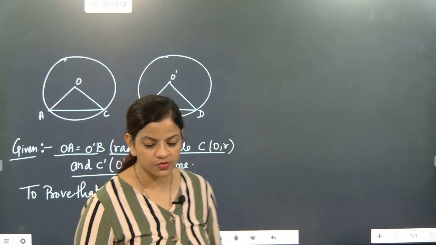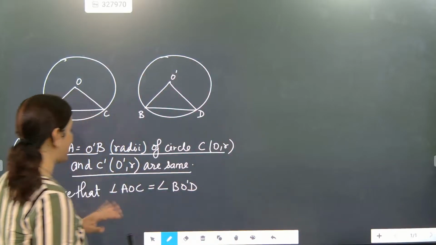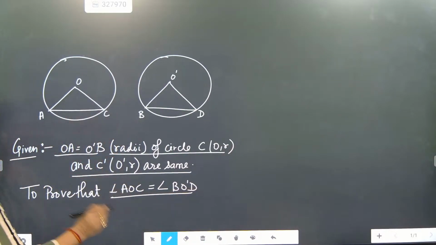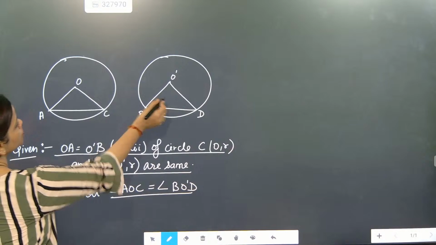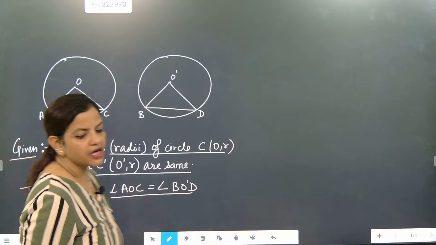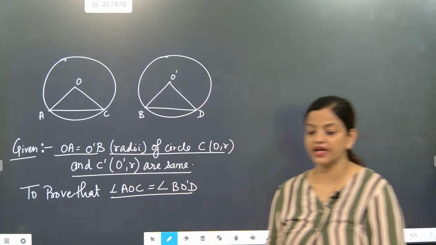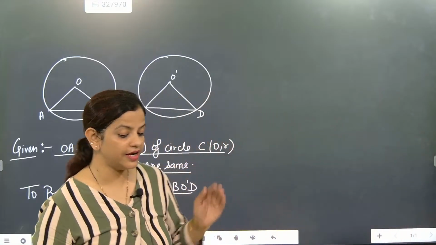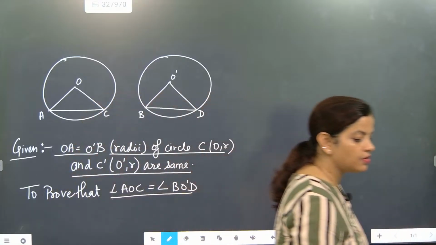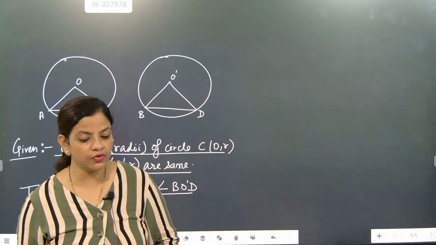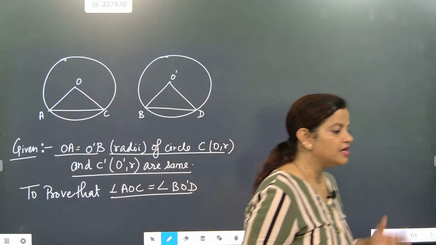Now come on, check this one out. This part is given to you. Prove that angle AOC is equal to angle BO dash D. This part we have to prove. They are telling that two different circles are there. They are congruent when their radii are equal. Two different circles are congruent when what is equal, beta? Their radii are equal.